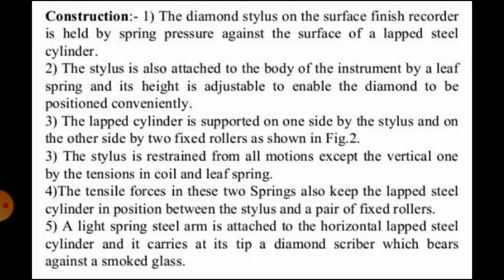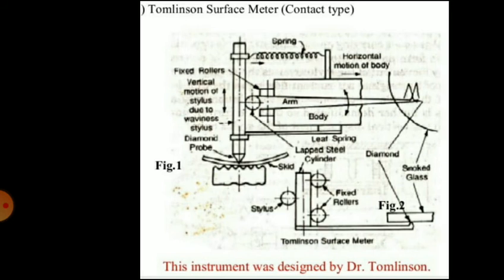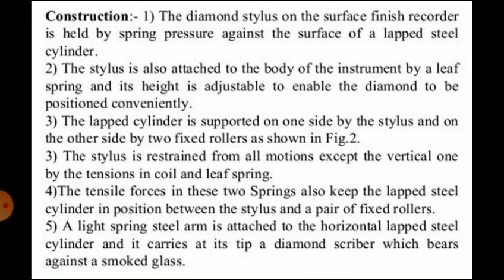So the light spring steel arm, you can see in the diagram in figure number 1, there is an arm that is attached to the lapped steel cylinder, and at the end it carries a tip of diamond scriber which traces against a smoked glass.